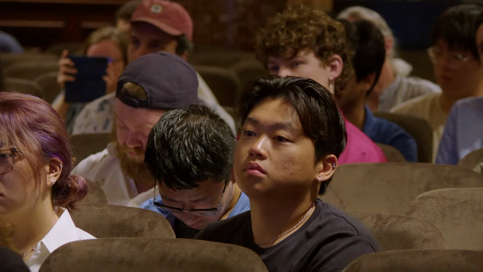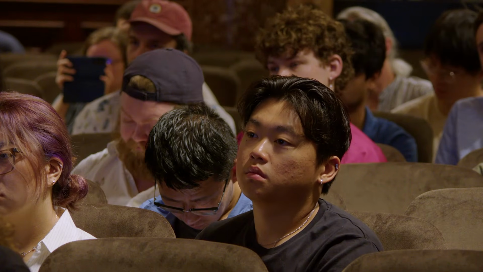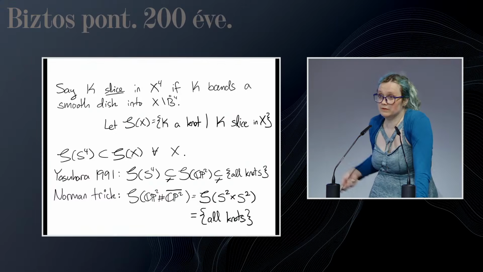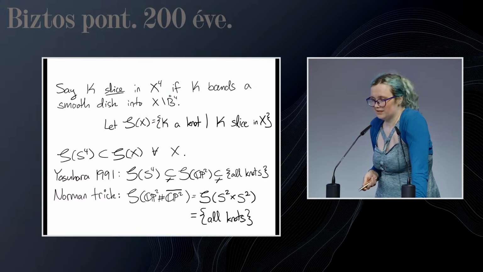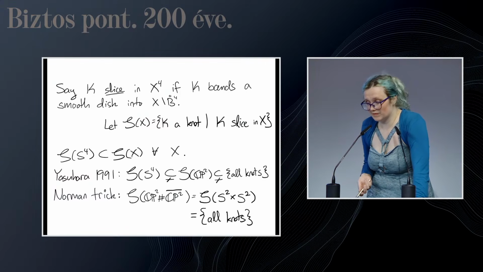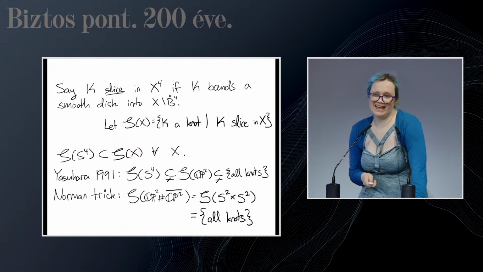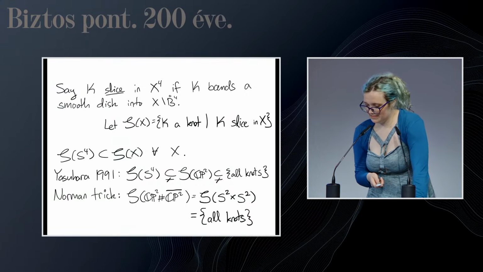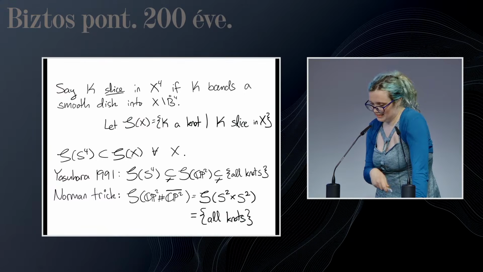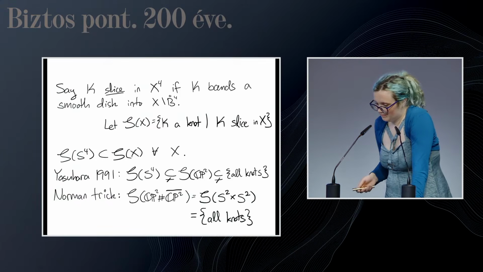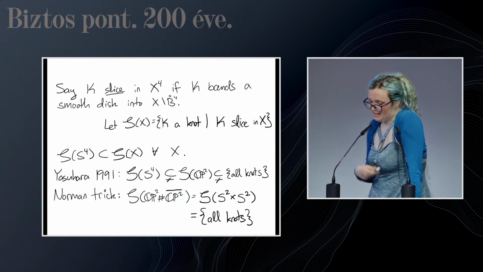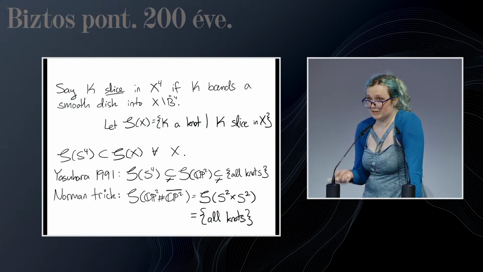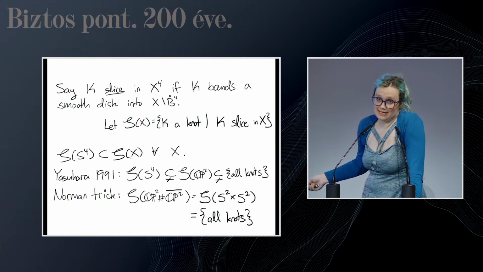But sliceness in other 4 manifolds is interesting. So this Yasuhara result, 1990s, showed that sliceness in CP2 is different from sliceness in S4 in a non-trivial way. There are knots that become slice in CP2, like the trefoil, that aren't slice in S4. But it's not like every knot becomes slice in CP2. And I think yesterday in Ali's talk, I could be misremembering, but I think it was Ali, mentioned the Norman trick, that there are also examples of 4 manifolds like CP2 sum CP2 bar or S2 cross S2, where sliceness just trivializes everything to be slice.